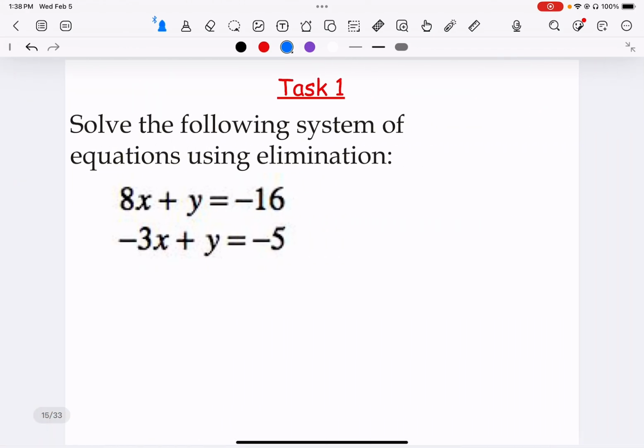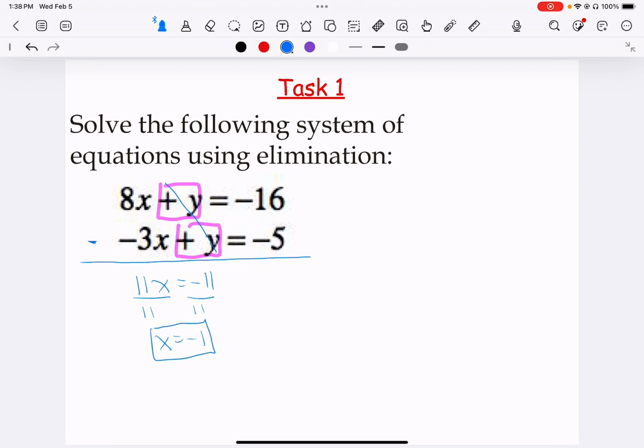Solve this system of equations. So we notice that my y's have the same coefficient again, and they're the same sign. So I'm going to subtract my two equations. 8x minus -3x, that's 11x. y minus y is 0, so that is eliminated. And -16 minus -5 is -11. Divide both sides by 11, and x is equal to -1.